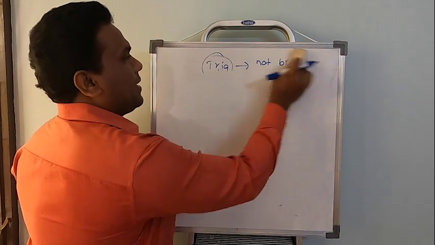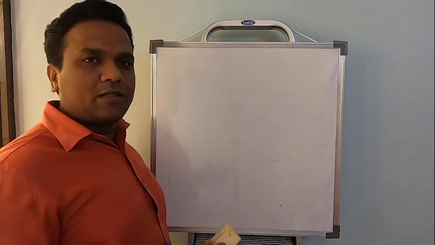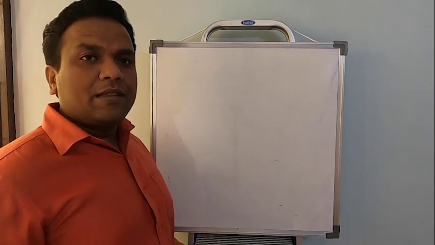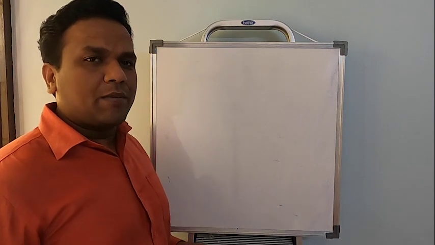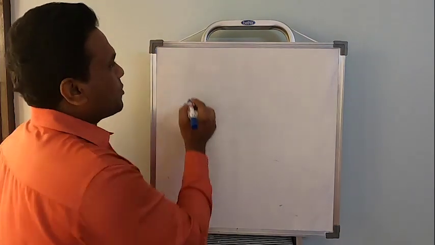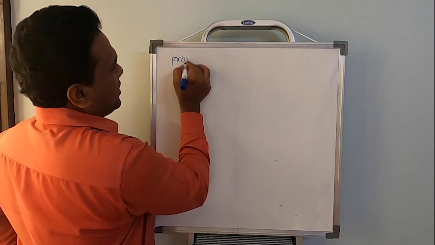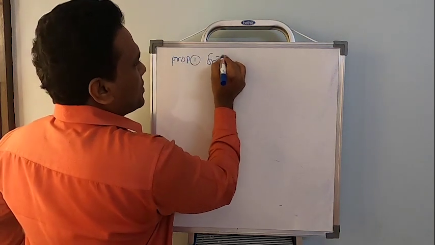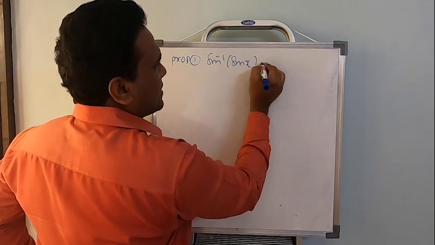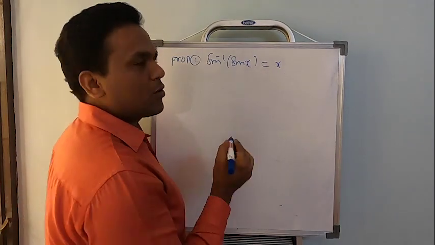So we have defined the domain and range for all the 6 ratios. We have given a table. That is the most important table throughout the chapter. Apart from that, we have studied properties. Property number 1 was sine inverse of sine x can be written as x. I told you how to remember this.